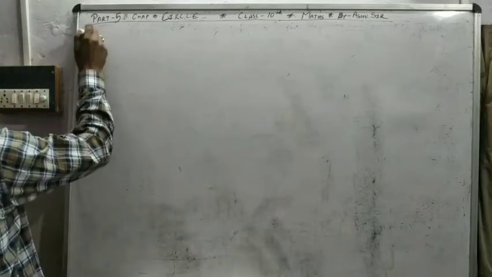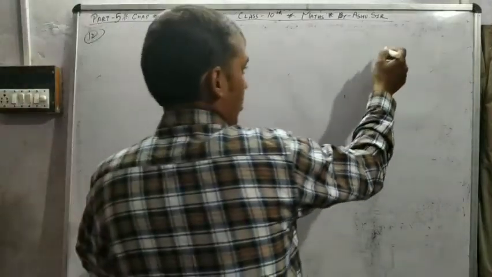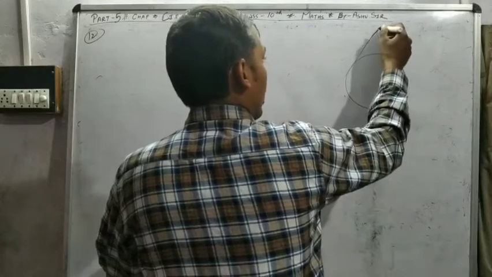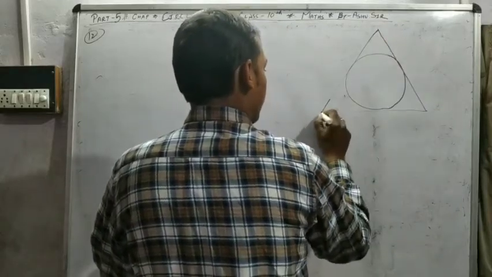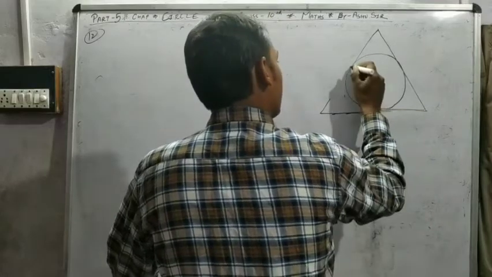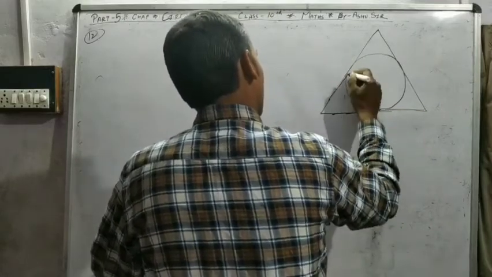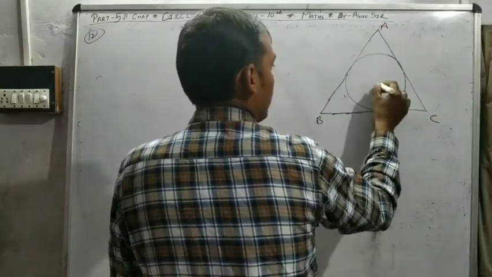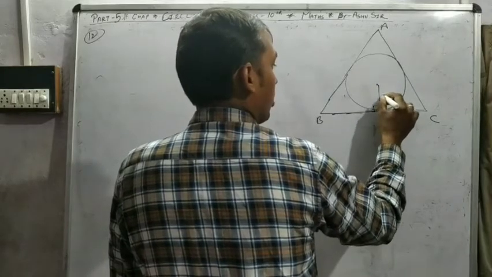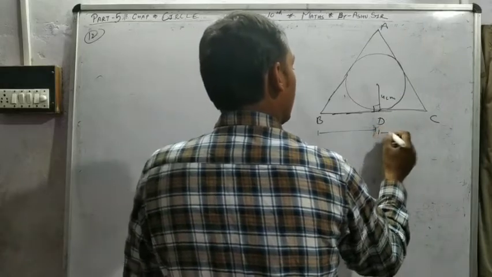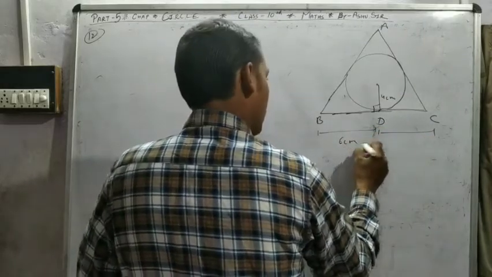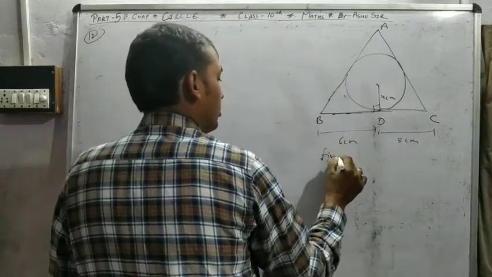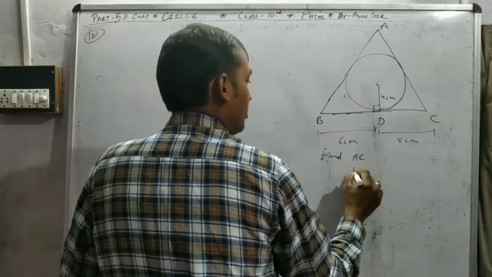If I say, a circle of radius 4 cm, a triangle is circumscribing the circle and here it touches the circle at point D. The radius is perpendicular, 4 cm, and BC is divided by this point into 6 cm and 8 cm, BD and DC. So find AC and AB.